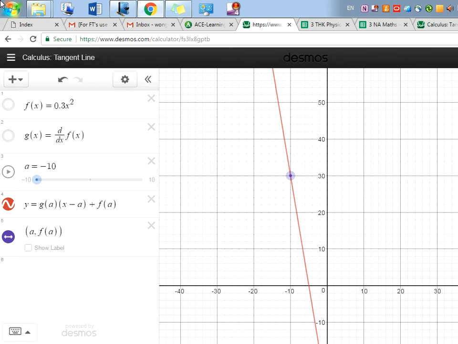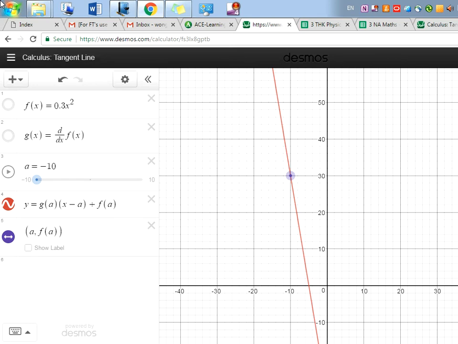Now, they ask us to find the gradient of the graph where x equals -2. Where is x equals -2? -2 is here, right? So this is my x equals -2. I want the gradient of the curve at this point, so I need to draw a tangent line. They've drawn it for you already: one tangent line looking like this, green color line. Then find the gradient of the green line.